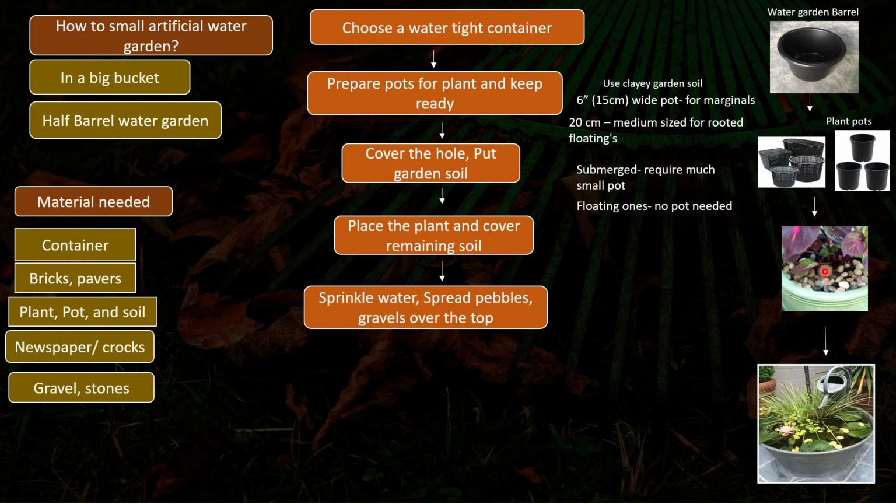Sprinkle water in your pot and spread pebbles. So you need to spread pebbles over the top so that whatever soil you have added does not come out when you put it in the water. So you need to spread pebbles and gravel over the top that will pack your soil. Now this pot can be placed in the large tub. So as you can see, these floating things that you see are actually present in a pot at the bottom of this large tub.